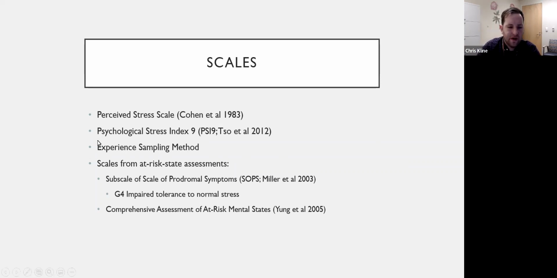We also touched on experience sampling method as a means of rating stress sensitivity. And then within assessments of high-risk individuals, there are some subscales that evaluate stress intolerance. So one that we'll see in a few papers later is within the Scale of Prodromal Symptoms, which I'll call the SOPS, and the Comprehensive Assessment of At-Risk Mental States, or the CAARMS, also has a subscale on it that we'll talk about in the next few slides.